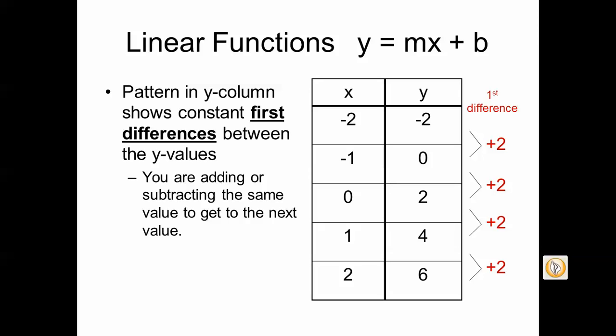The first difference is the same. If the first difference is the same, you say it's linear. You're adding or subtracting the same number to get to the next number. So in this case, we're adding 2 to each. Is that correct? Adding 2 to negative 2 to get to 0. 0 plus 2 is 2. 2 plus 2 is 4. 4 plus 2 is 6. So this would be an example of a linear function.